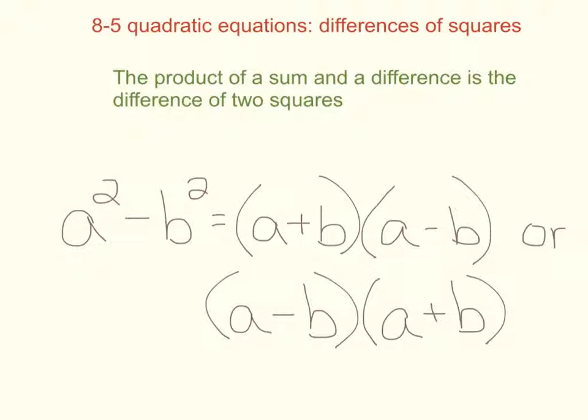Lesson 8-5, Quadratic Equations, Differences of Squares. The product of a sum and a difference is the difference of two squares. And so if we have an example where it says a squared minus b squared, well, to do this, you have to have a plus b times a minus b, or a minus b times a plus b. And we'll see some examples here to kind of clear this up.